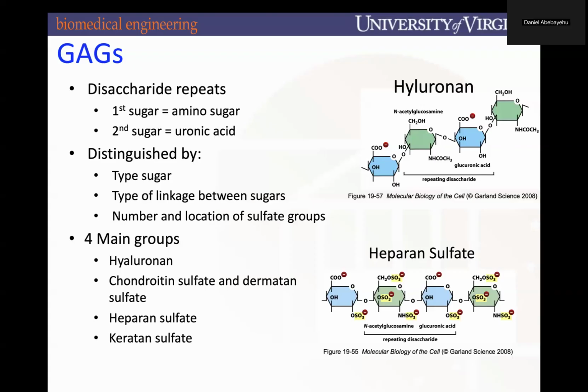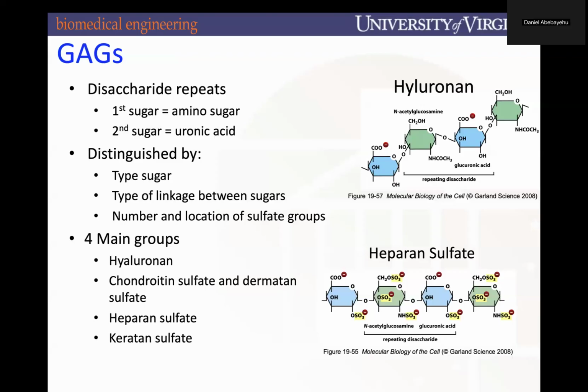of sulfate groups. The reason I say sulfate groups is because of the four main groups of GAGs that we have here: one is going to be hyaluronan, but then we're going to have chondroitin sulfate and dermatan sulfate, heparan sulfate, and keratan sulfate. You can tell by their names that a fair number of them have sulfate groups on them. And again, what's going to distinguish them is how many sulfate groups are there and where those sulfate groups are located on the molecules.